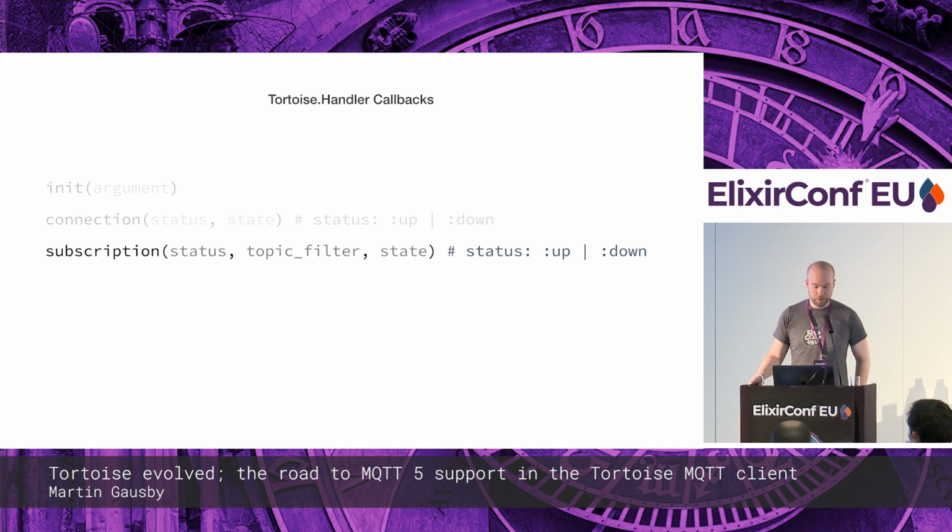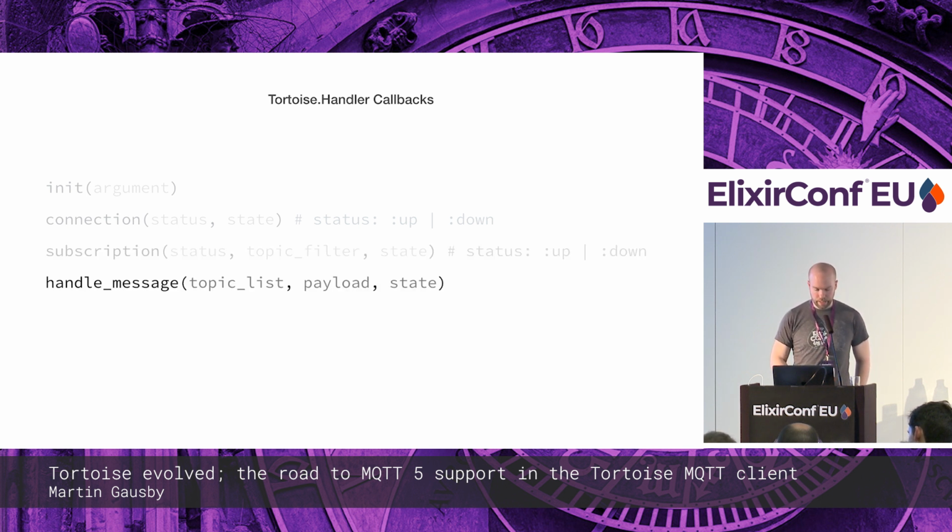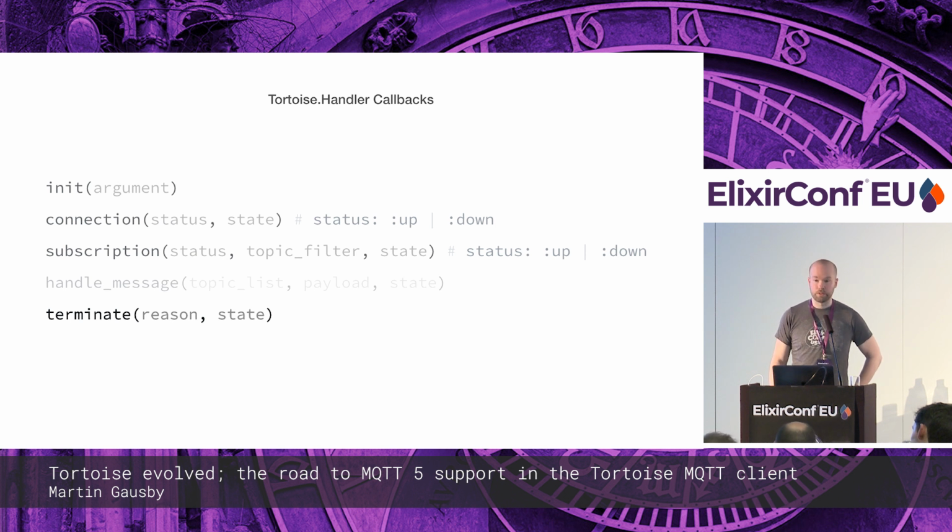So we got subscription as well, which is fired when you subscribe to a topic or unsubscribe from a topic. You'll get an up when you successfully subscribe to a topic, and down when you're successfully unsubscribed from a topic. And you'll get the topic filter that this relates to. And the handle message, which will handle the incoming messages. And then we got of course the terminate, where you can reverse whatever you did in the init.